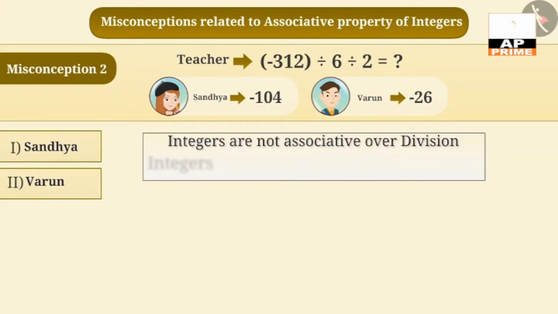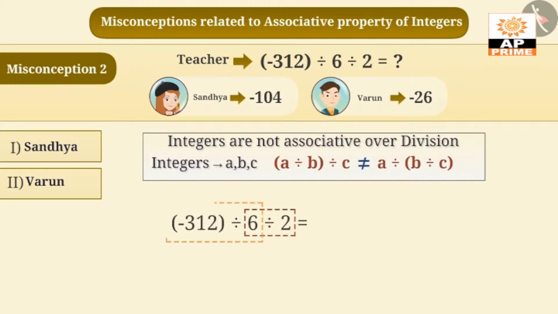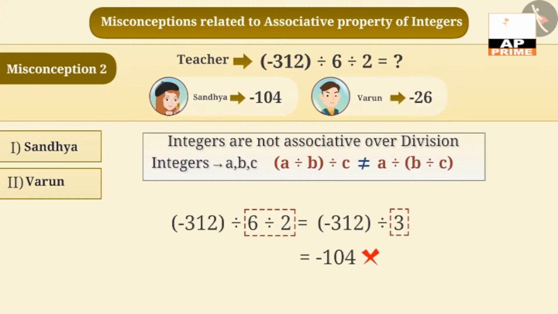That means for any integers a, b, c, (a divided by b) divided by c is not equal to a divided by (b divided by c). They think that it will be easier to divide 6 by 2 instead of dividing minus 312 by 6. That's why they divide 6 by 2 and with the result 3, they divide minus 312. By doing so, the result obtained is minus 104. This is a misunderstanding. Integers are not associative over division.